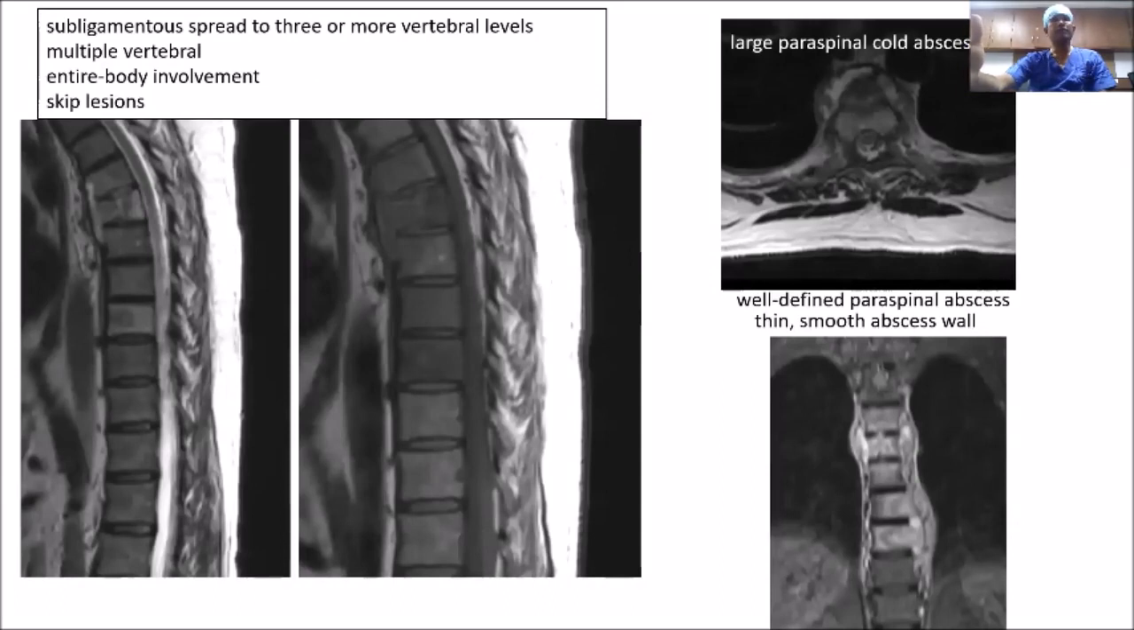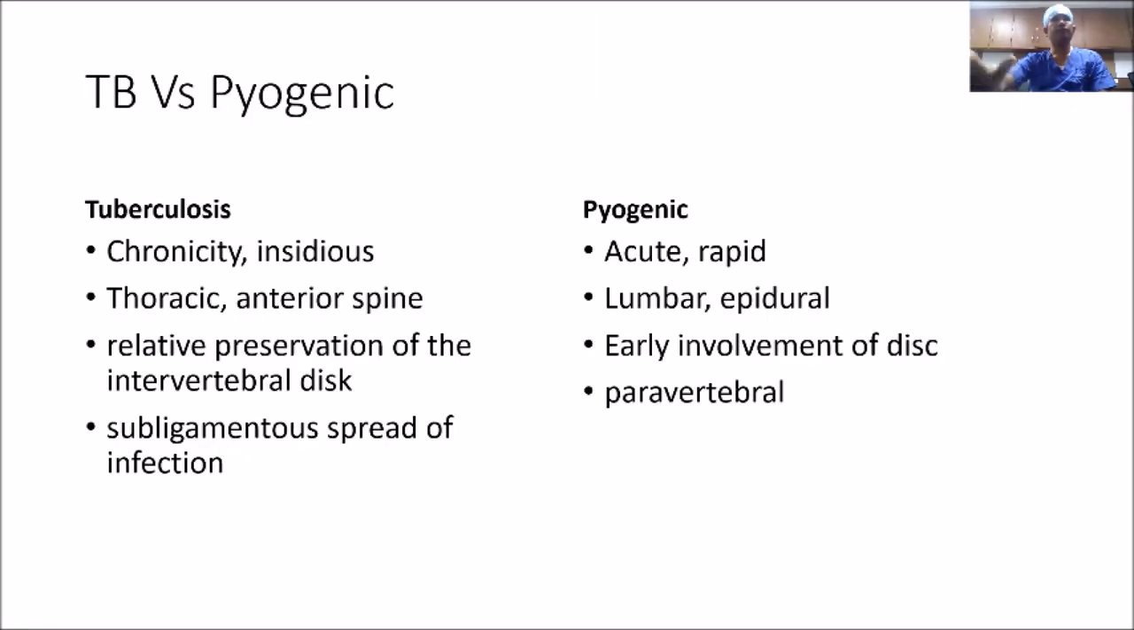So as earlier described, this is a patient with spinal tuberculosis. So we can see the entire gamut of pathognomonic findings which we described earlier in this particular patient.